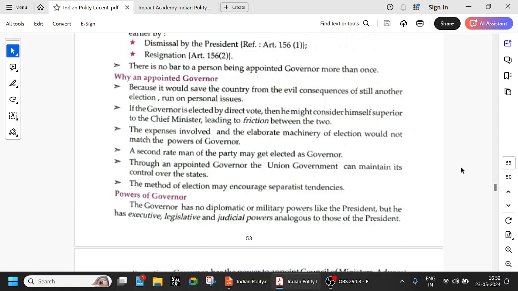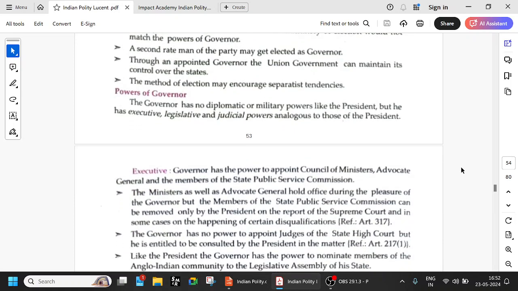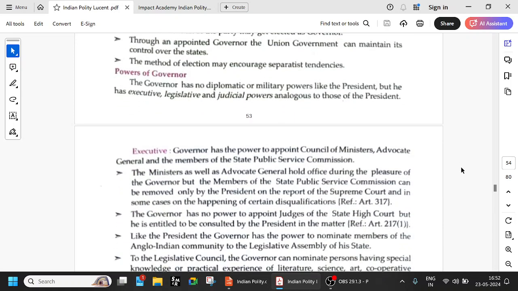That's why we see frequently retired IAS officers, retired Supreme Court judges, etc. They're often given positions as governors. So, if you look at the powers, the governor has no diplomatic or military powers like that of the president. So, president is head of the defense forces, right? But governor is not like that. But he has executive, legislative, and judicial powers analogous to that of the president. That means similar to it.